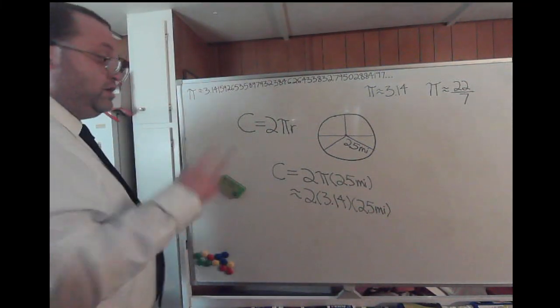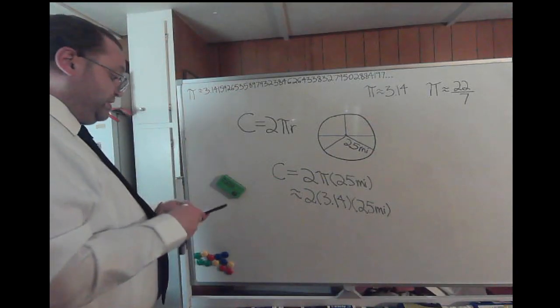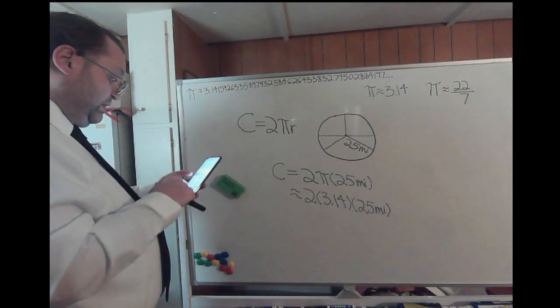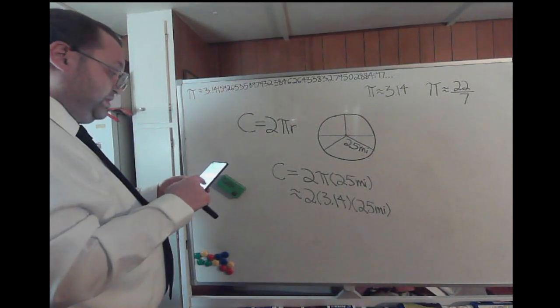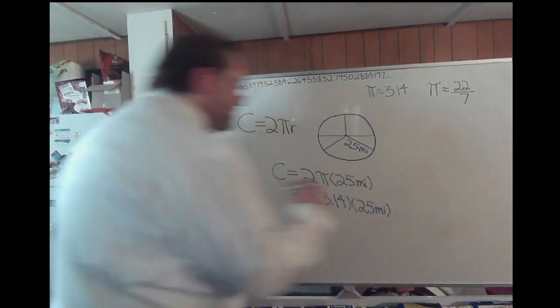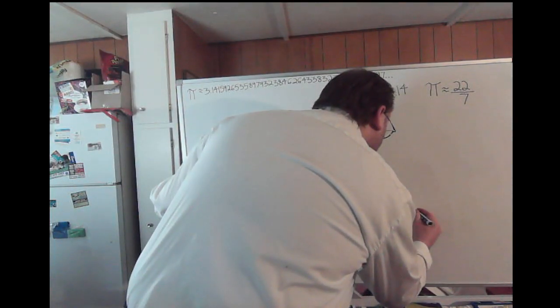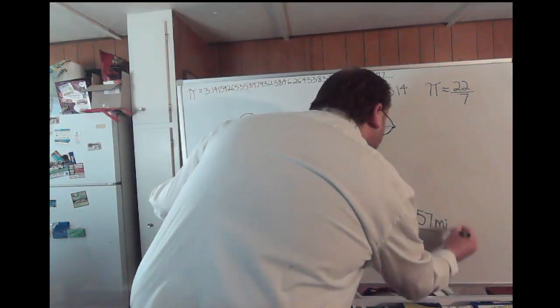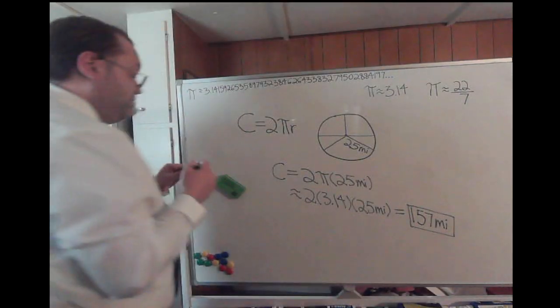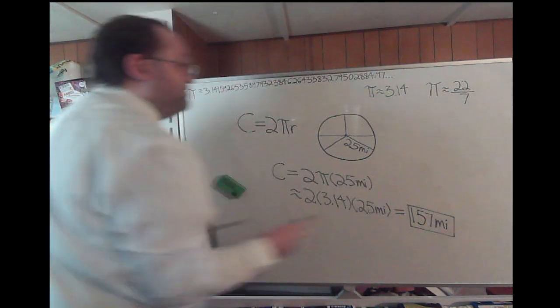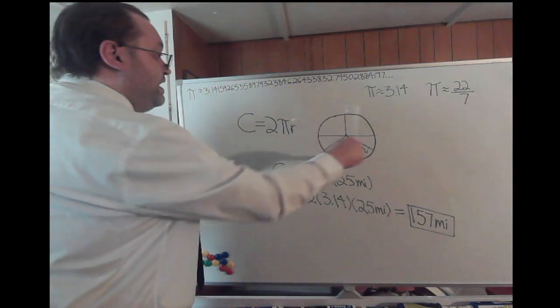Alright, now we just stick all this into the calculator. We'll get our measurements. 2 times 3.14 times 25. You get 157 miles. So the distance around the area, the circumference, is going to be 157 miles. So the capital C being your circumference is 157 miles. That'd be the distance around the area.